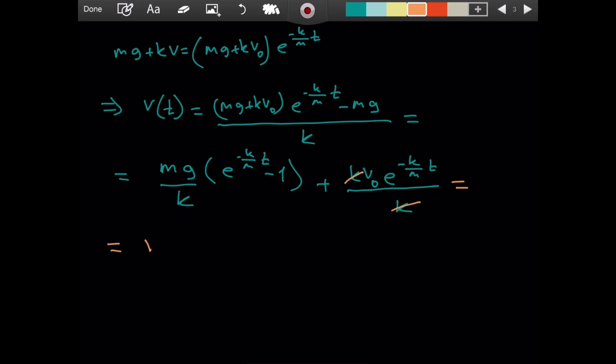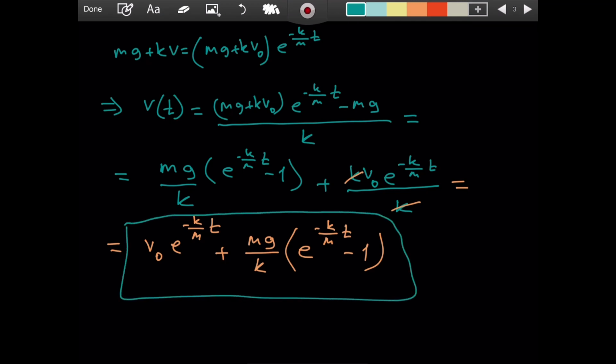That is v naught e raised to the power of negative k over m t plus mg divided by k times e raised to the power of negative k over m t minus 1. And this is our final result.